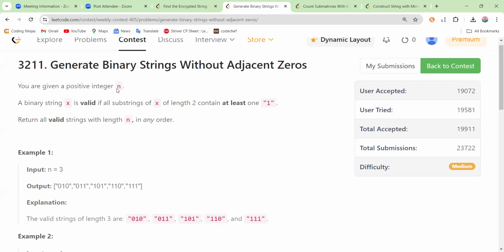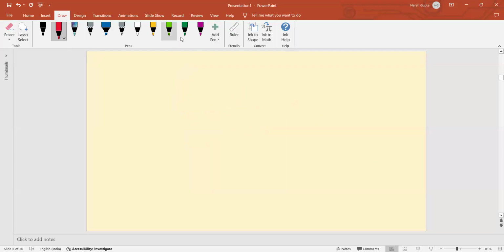You are given a positive integer n. A binary string x is valid if all substrings of x of length 2 contain at least one 1. Return all valid strings with length n in any order. So first of all, let's understand the question and then we will look up the constraints. The question says that we have been given some integer n. We need to construct a string s of length n, and this string will consist of only characters 0 and 1.